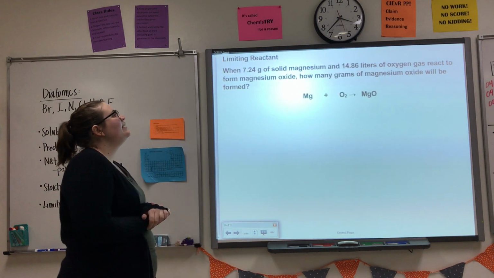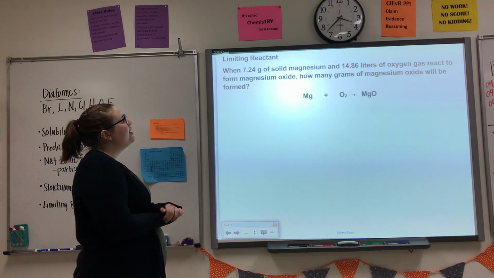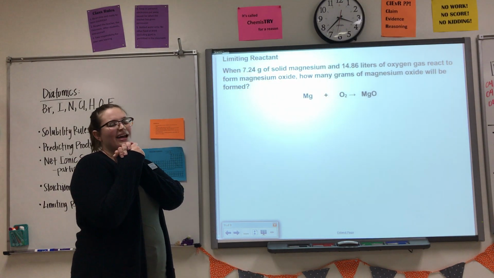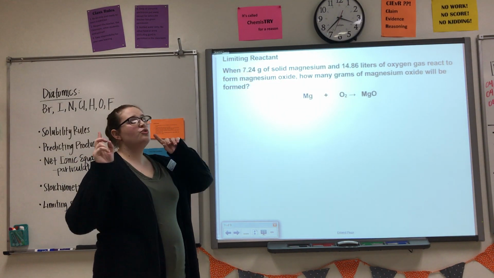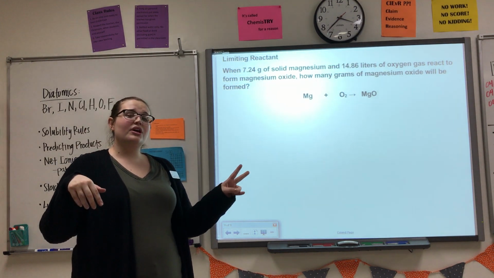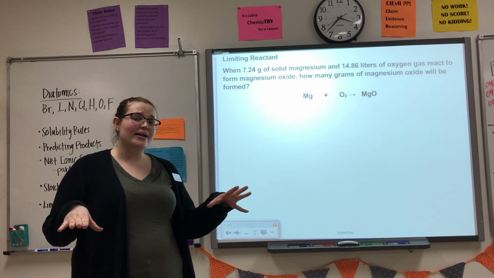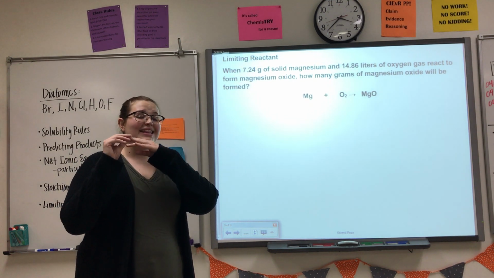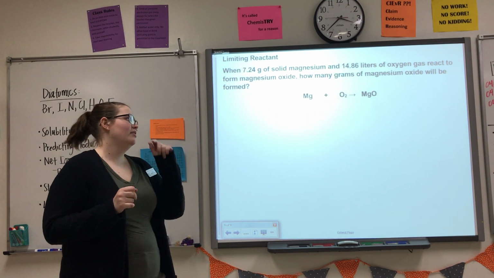All right, last thing, limiting reactant. A limiting reactant is a little bit different, but kind of the same. You're going to have 2 separate givens, and you're going to solve for the wanted, but you're going to solve for it twice. And we're looking for the one that produces the least amount of product, because that's the reactant that limits our reaction. Okay?